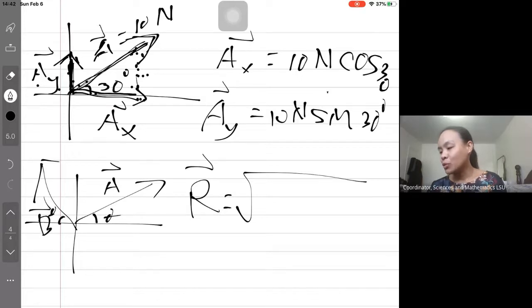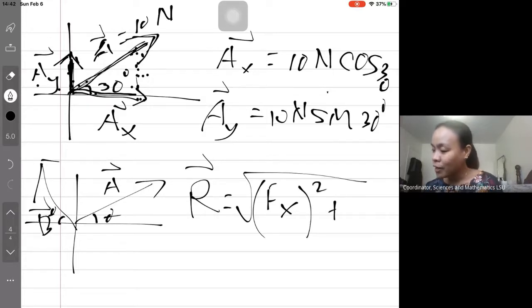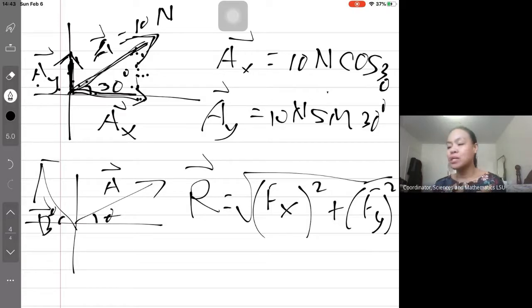I will just use, say for example, you have a summation of vectors along the x-axis because you are going to add all the angles. I will just use F for force, okay? Fx squared plus Fy squared. That will be the resultant.